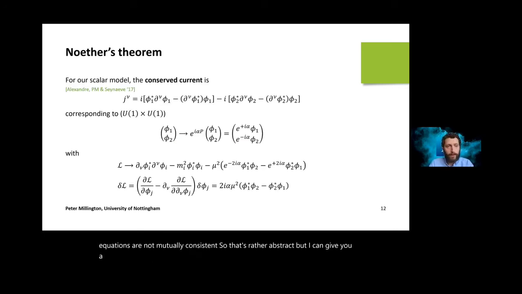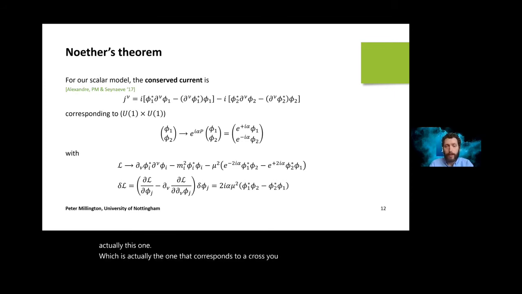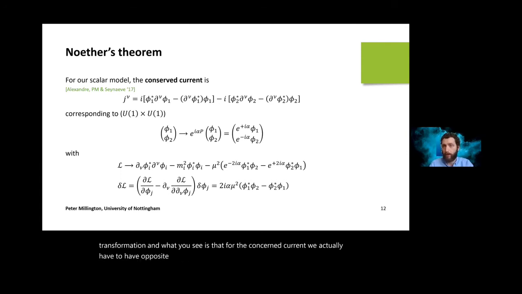So for the scalar model, the conserved current is actually this one, which is the one that corresponds to a U1 cross U1 global transformation. And what you see is that for the conserved current, we actually have to have opposite charge assignments for the two flavors of the fields, for phi1 and phi2, in order for this current to be conserved. And actually what you see is that in the generator of that transformation, the parity matrix is showing up.